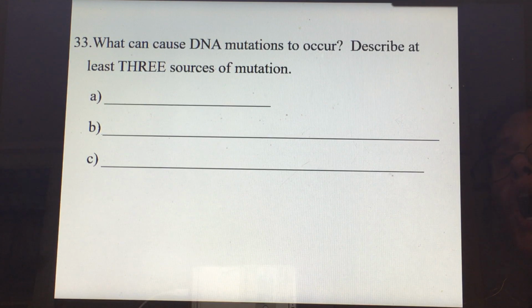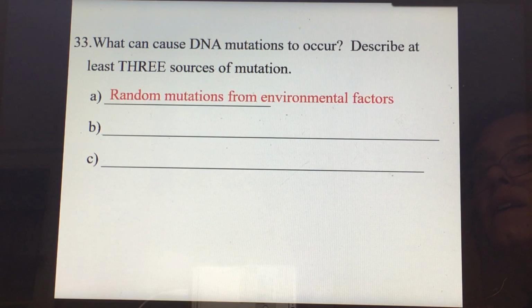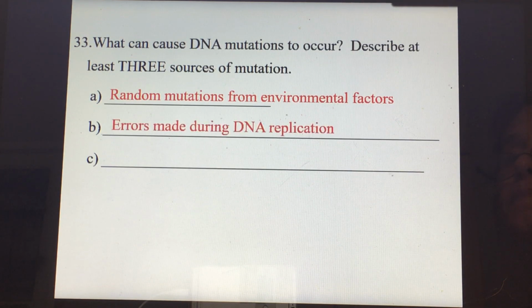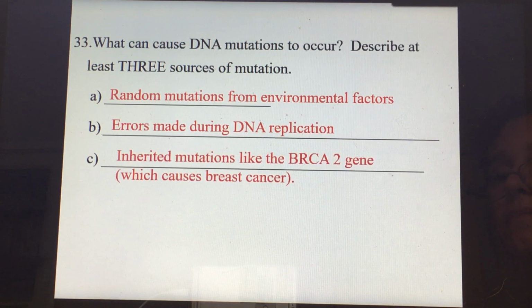So what are 3 causes of DNA mutations? You can have random mutations because of environmental factors like chemicals or ultraviolet radiation. Sometimes there's no obvious cause and it's just an error made during DNA replication. Every time you copy DNA, there is a chance that a mistake will be made. And some causes of mutation would be inherited mutations like the BRCA2 gene, which makes women much more likely to get breast cancer if they inherit it.